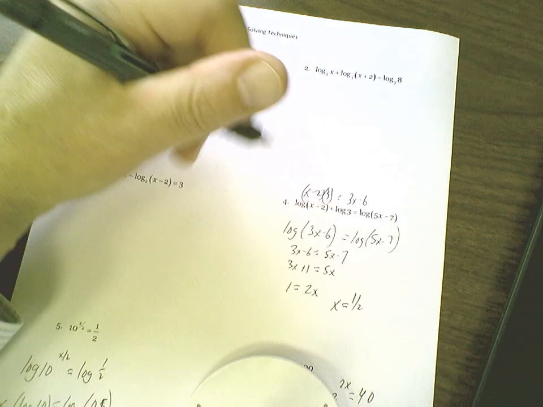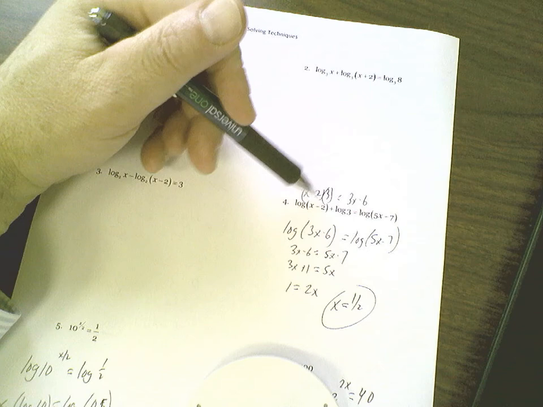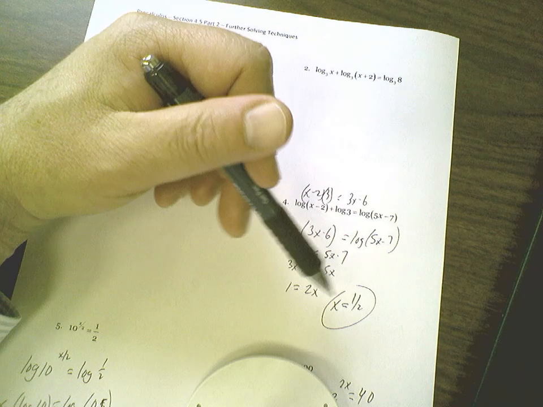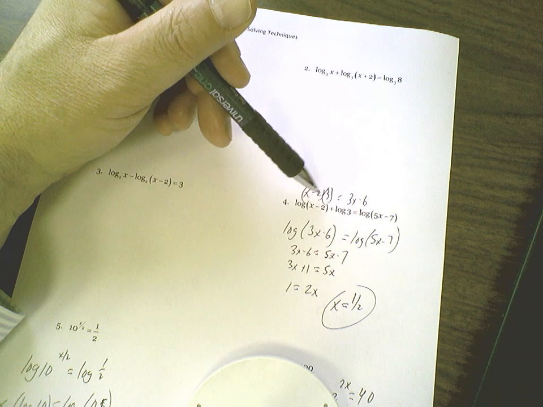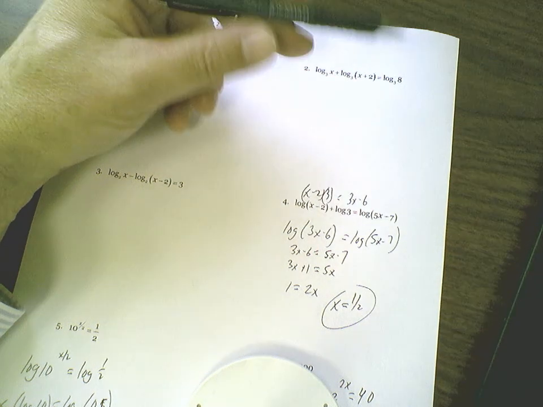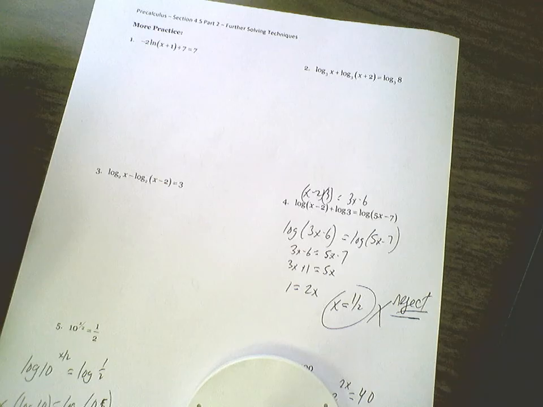What do I need to do with it? Go back to the original equation. When I take the log of 1/2 minus 2, I'm taking the log of negative 1.5. I can't do that. I need to reject this, and since it's our only possible solution, there's no solution to this equation.